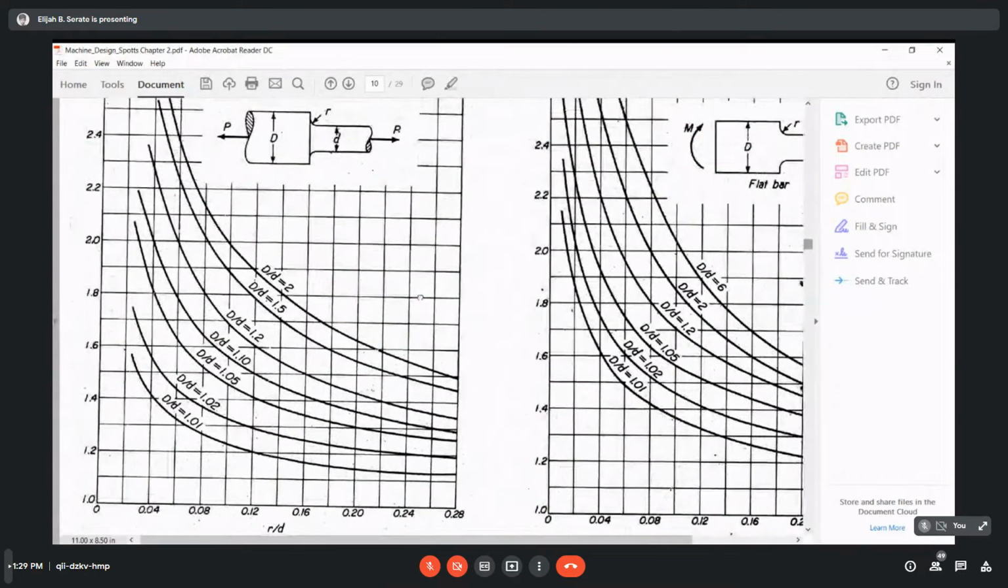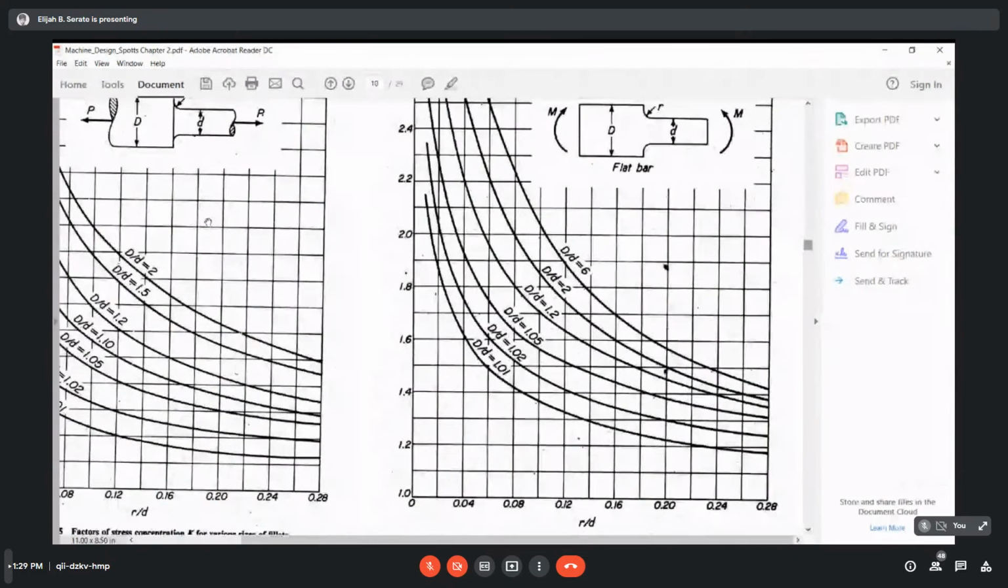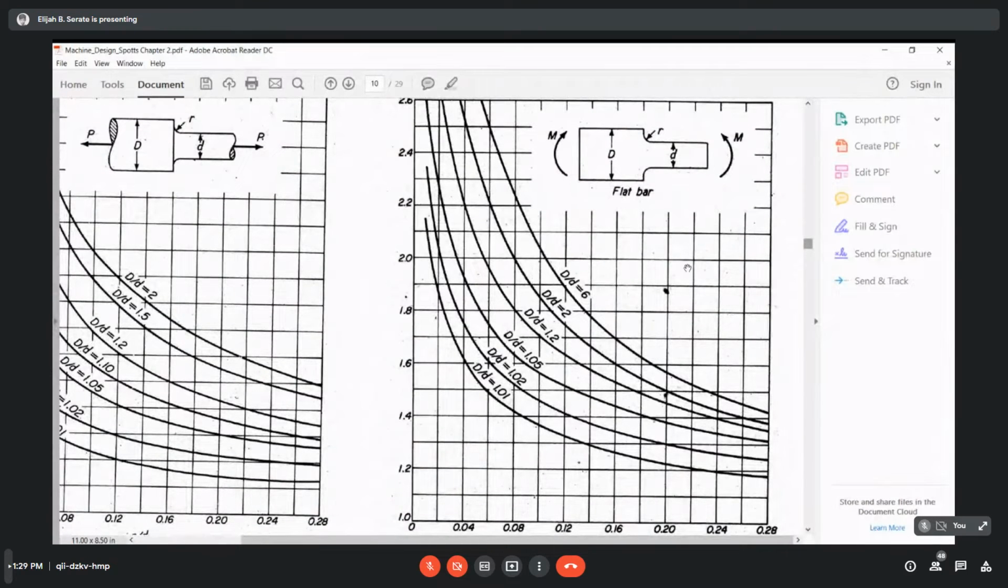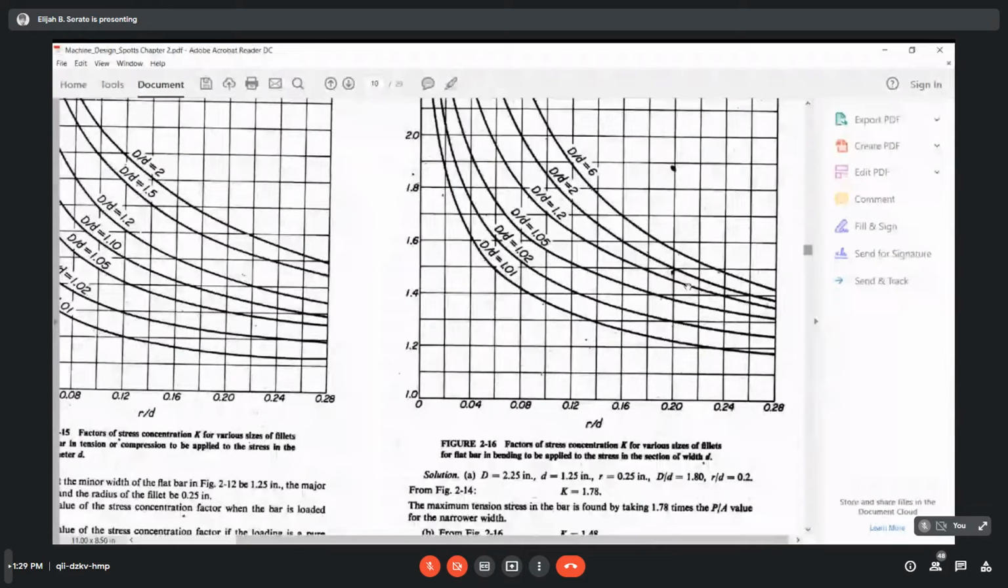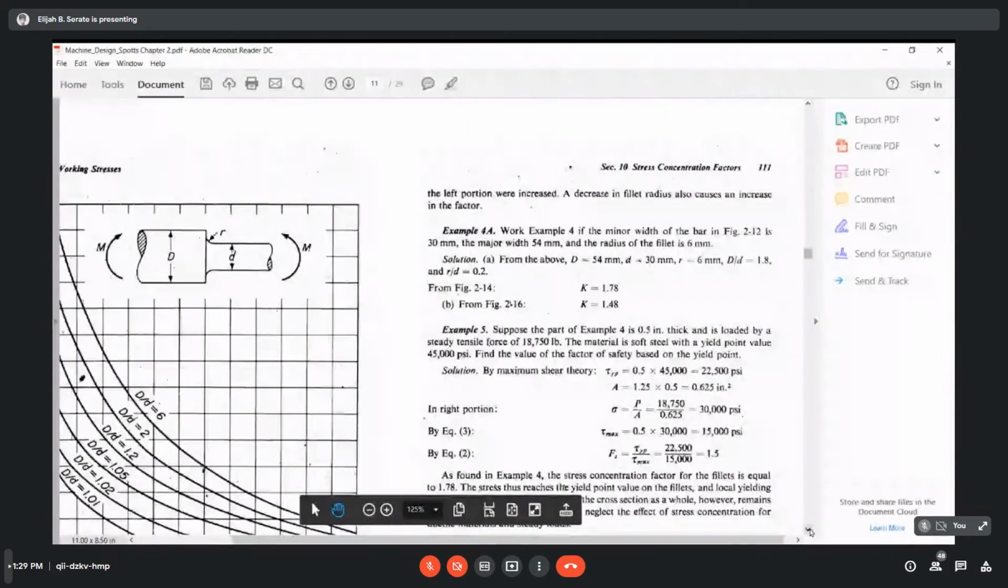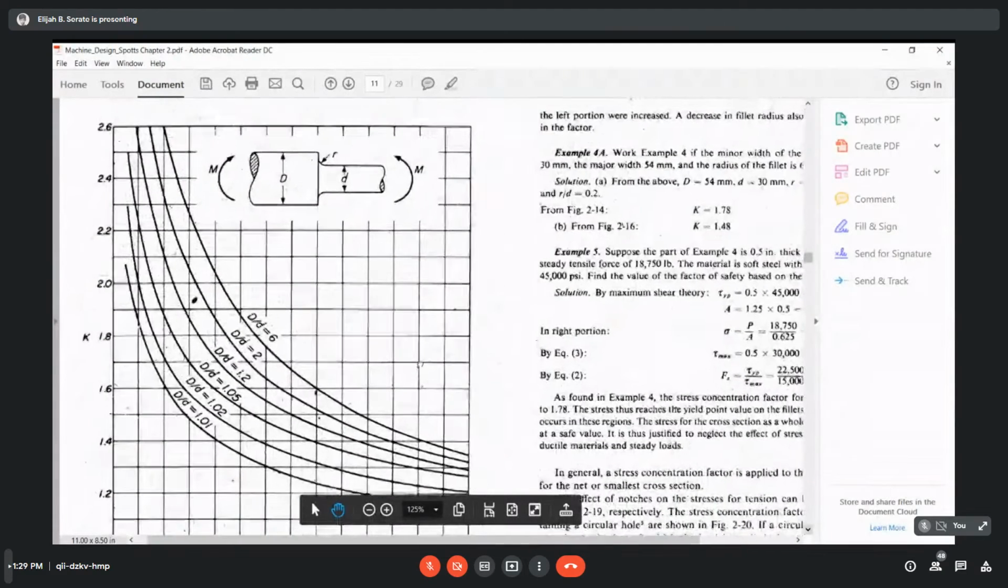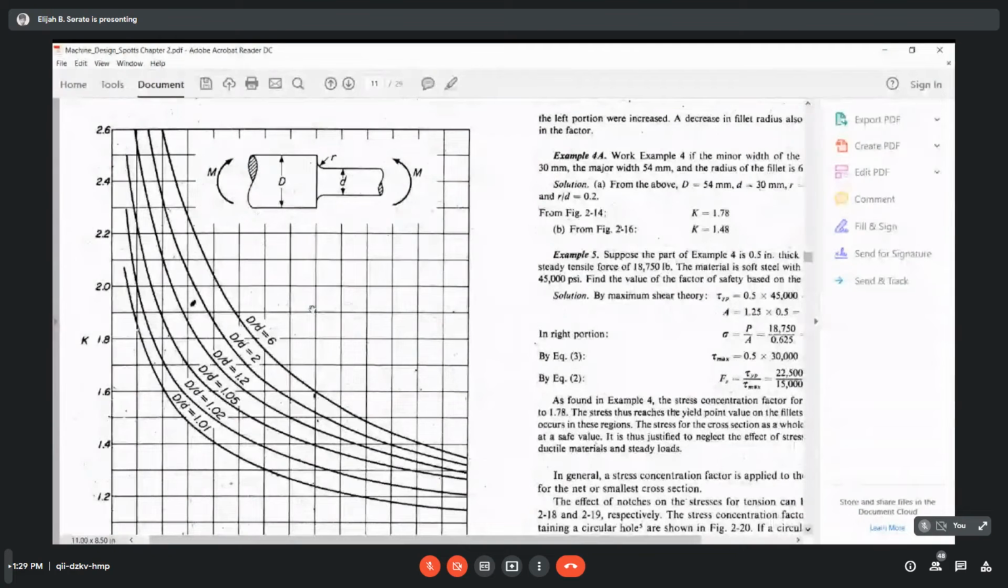That's 2-15. It is for a cylindrical shaft with abrupt cross-section. The load is tensile. For 2-16, it is again for a flat bar, but this time the load is a moment load. And there are still more other figures, figure 2-17 and others, depending. So for this 2-17, it is a shaft with abrupt change of diameter where the load is moment or bending.